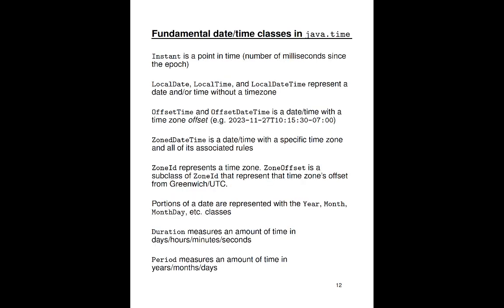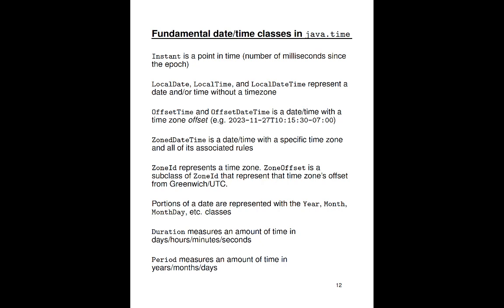Now let's take a look at some of the fundamental date-time classes in the java.time package. The Instant class represents a point in time. Much like a java.util.Date, it represents a number of milliseconds since the epoch. There are a couple of classes that begin with the word Local, like LocalDate, LocalTime, and LocalDateTime, that represent a date and or time without a time zone, so 2:37 p.m.